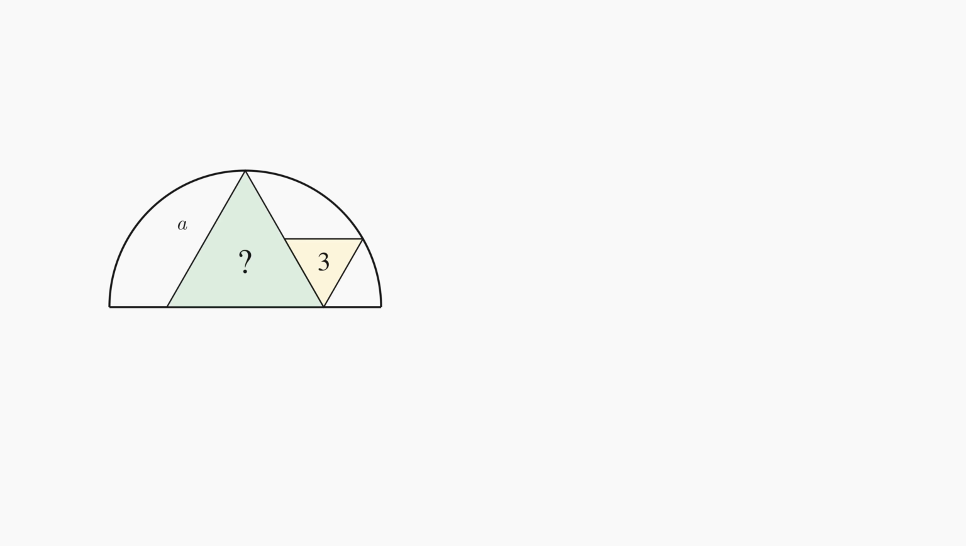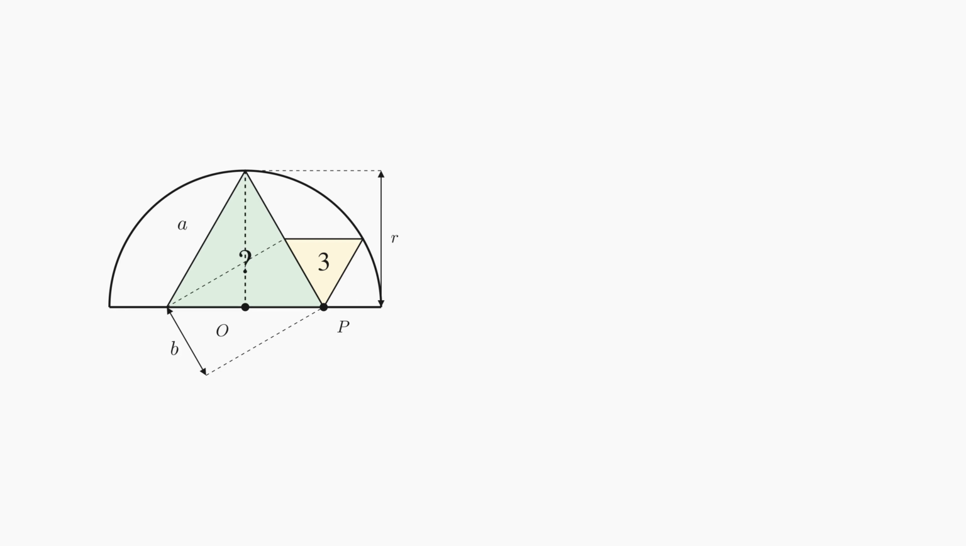Let's call the side length of the large triangle A and the side length of the small triangle B. Our strategy is to find the relationship between A and B using the circle. Let's mark the center of the semicircle as point O and point P at the right vertex of the large triangle where both triangles meet.